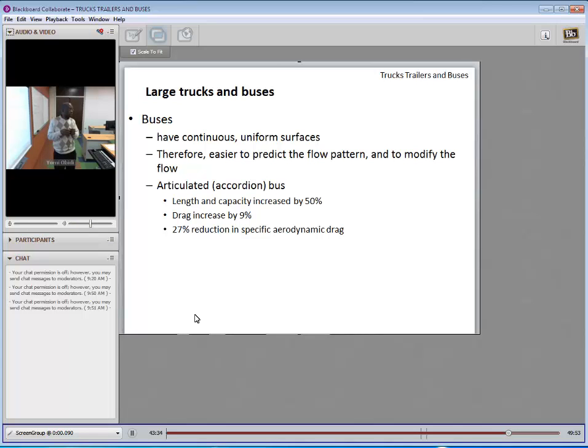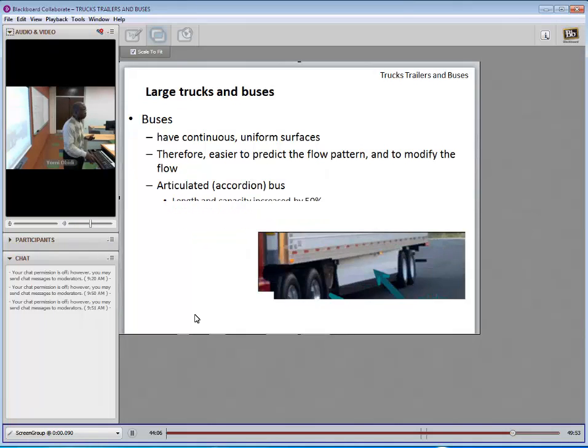In other words, if two separate buses with the same capacity were to be used, you would have a drag increase of about 40% more than you have by just using that one piece, the accordion bus. And so in that design, you have a 27% total reduction in specific aerodynamic drag. So that's an optimum design. It's an improvement in design when you look at the overall benefit.